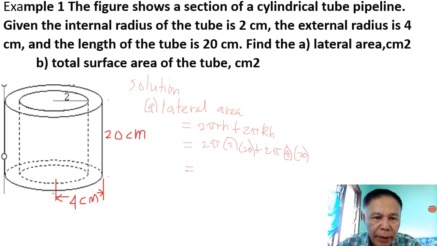So your lateral area would be equivalent to 753.97 centimeter squared.